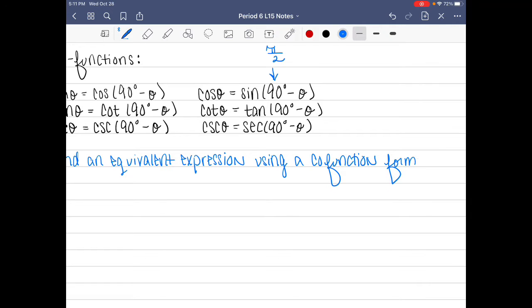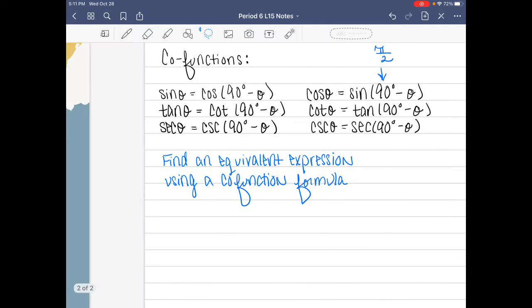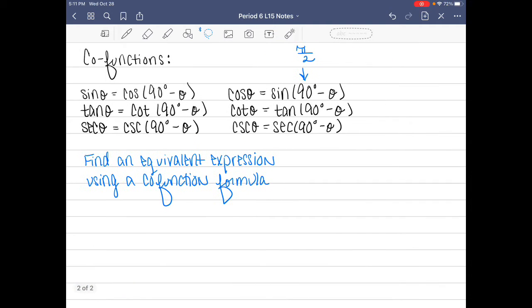I should have written this on 2 lines. Let's see, can I move this? Yes, I can. Let's copy and move that way over here. Okay, so find an equivalent expression using a cofunction formula. So let's take a look at the first one, and maybe let's go back to the black one.